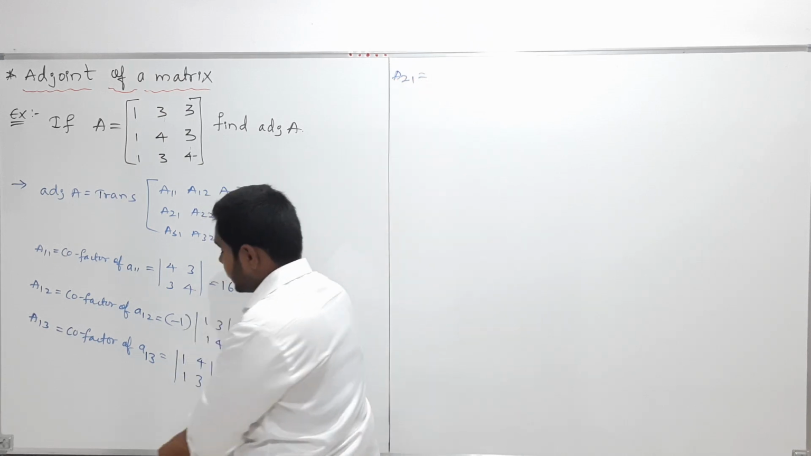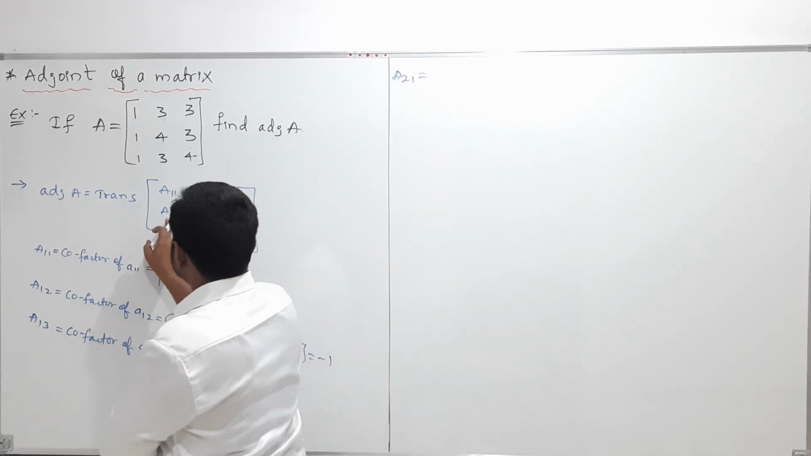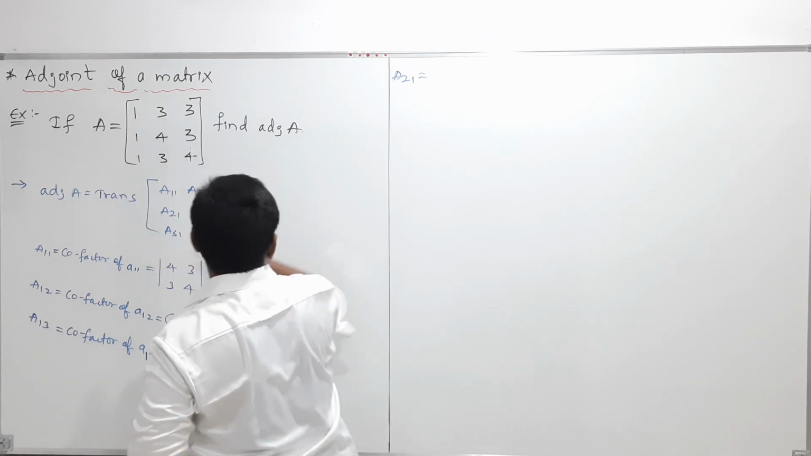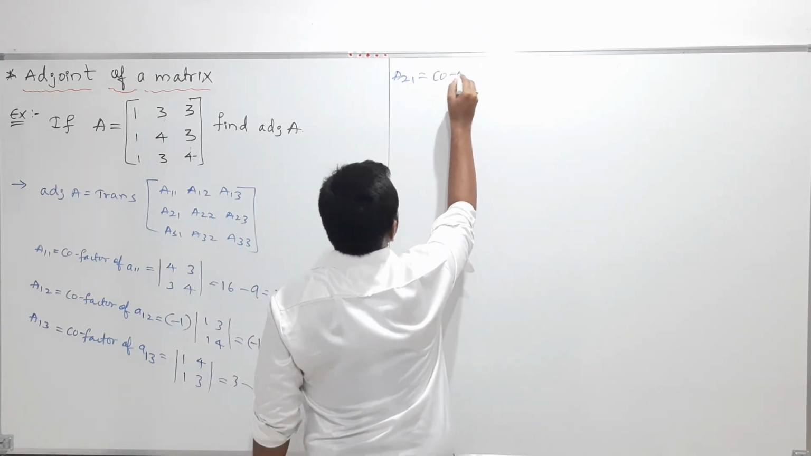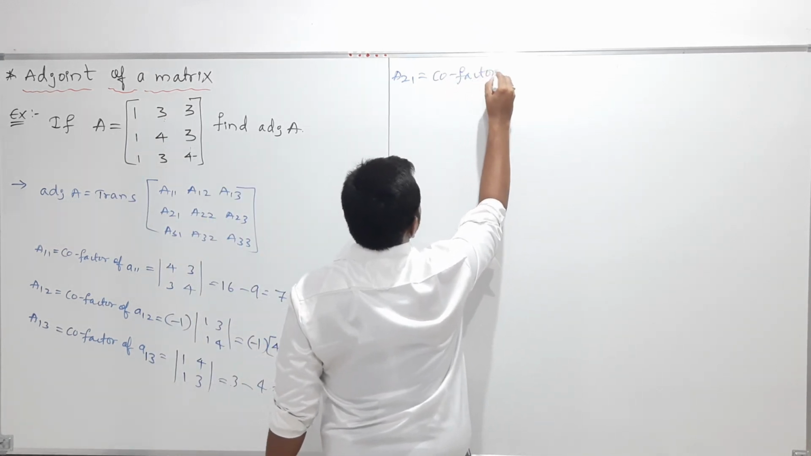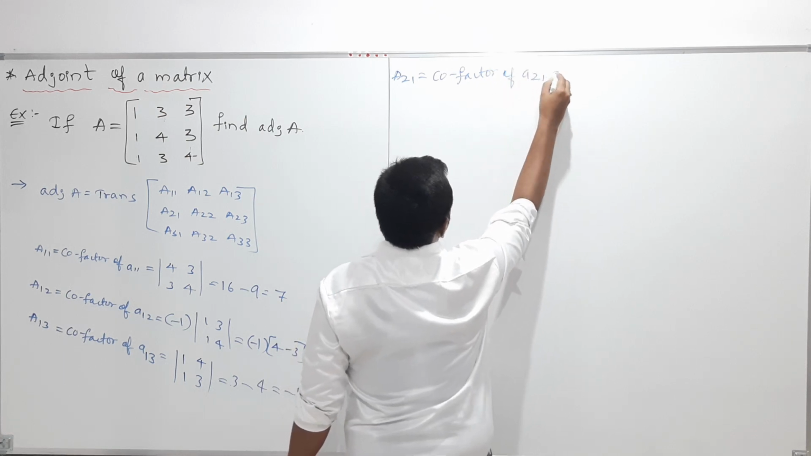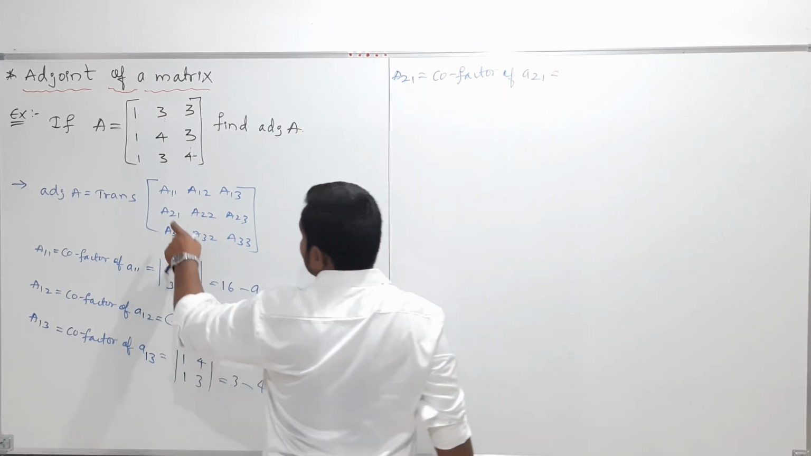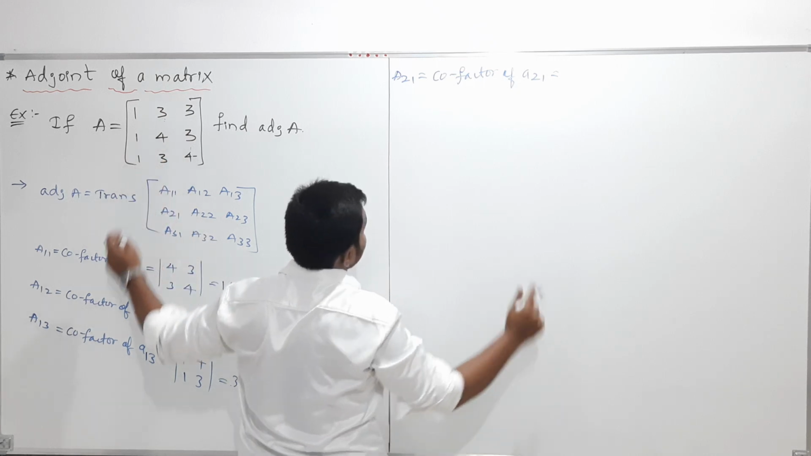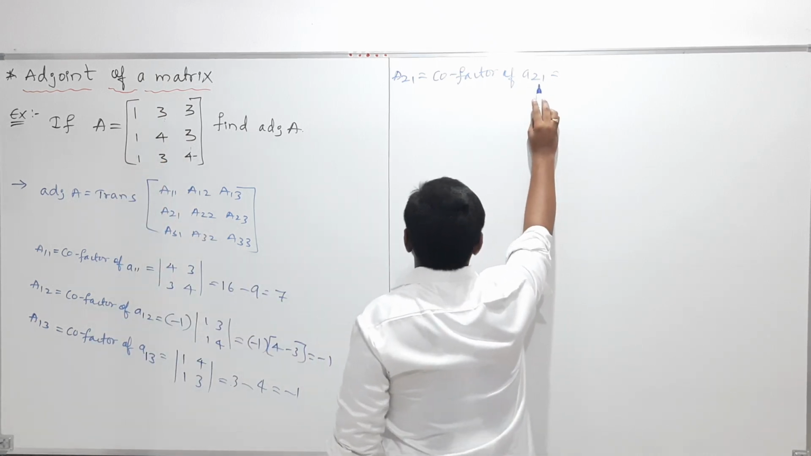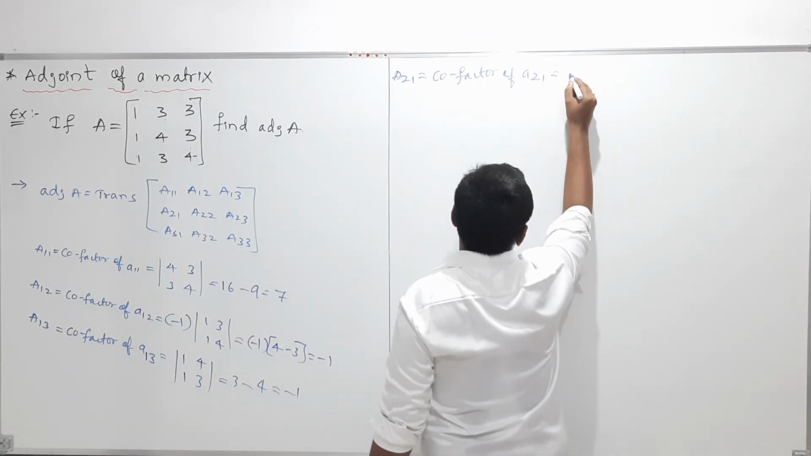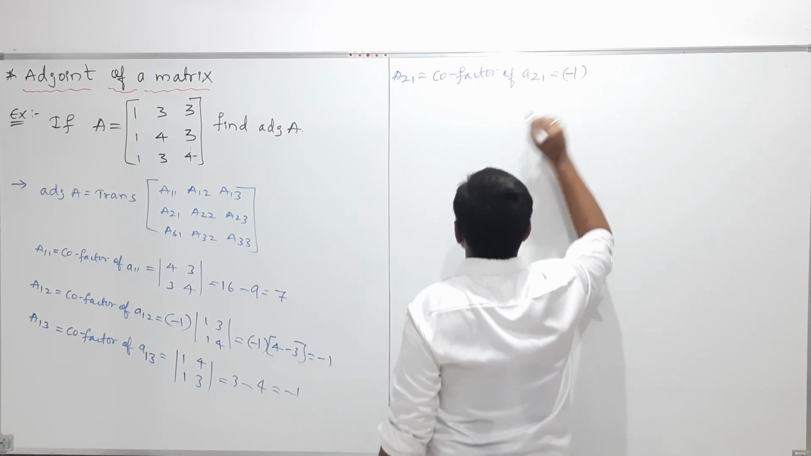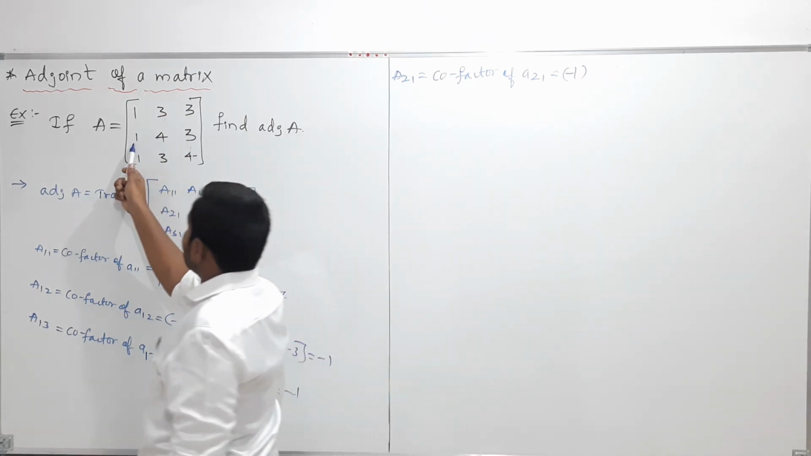And next, if you wanted to find the cofactor of A21. So what is A21? Here it is, this element A21. So what is the cofactor of A21? First add here 2 plus 1 is 3. 3 means odd. So you should take it as minus 1 into the A21 element. So this is your A21 element.